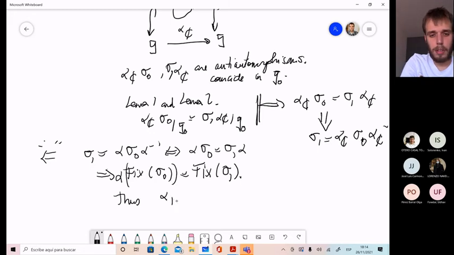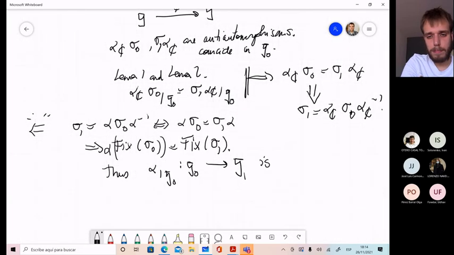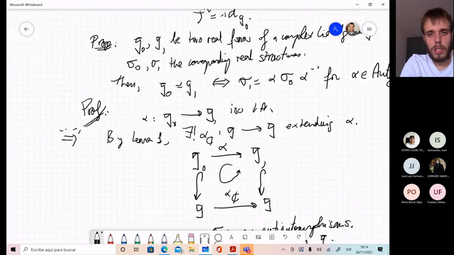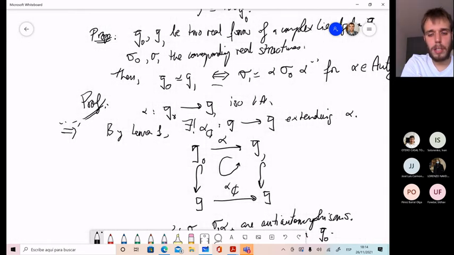Thus, alpha restricted to g0 to g1 is an isomorphism of Lie algebras, which is the other implication, right?